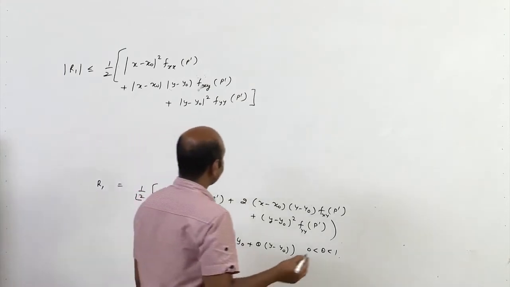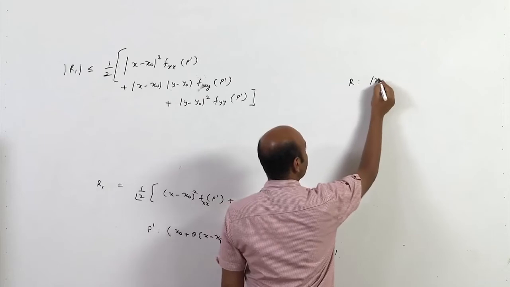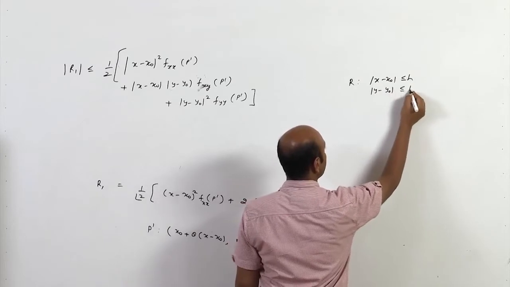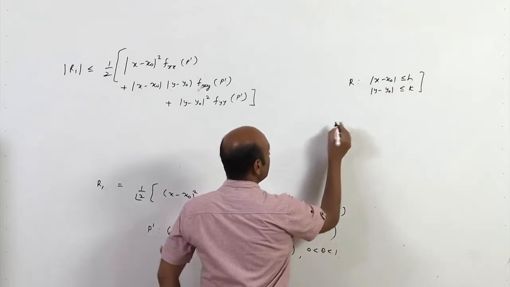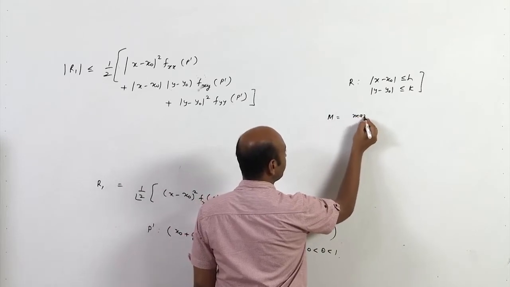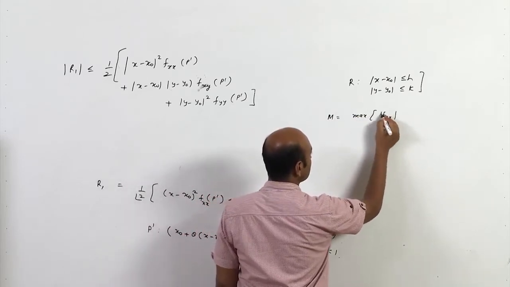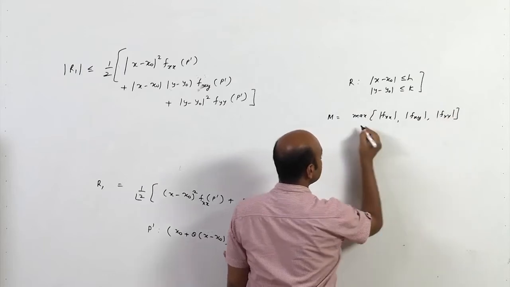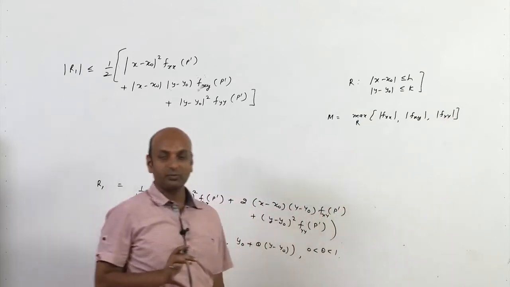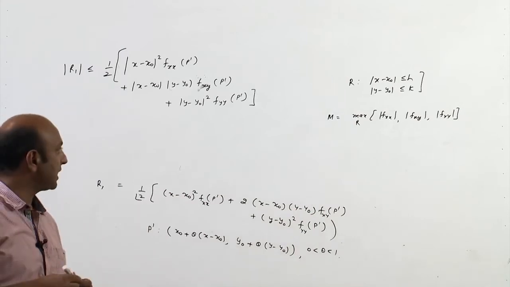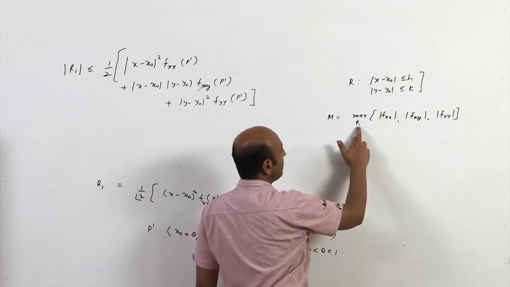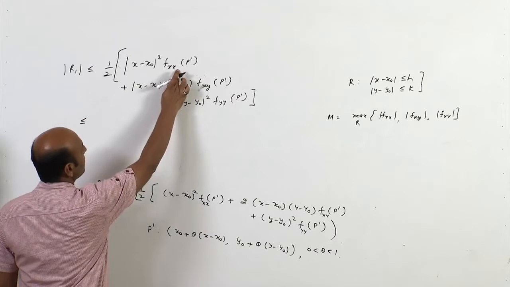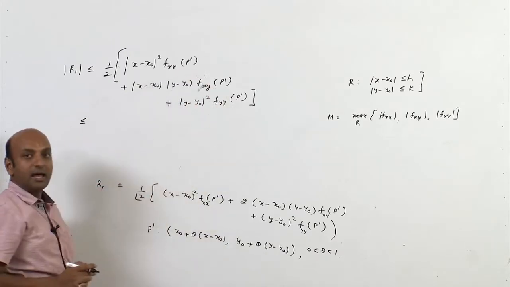Now, let us suppose in this region R, which is mod of x minus x naught less than or equal to h and mod of y minus y naught less than or equal to k, in this rectangular region, the maximum value of mod f_xx, mod f_xy and mod f_yy over this region R is M. So we can say that each of these is less than or equal to M, and M we can take out.